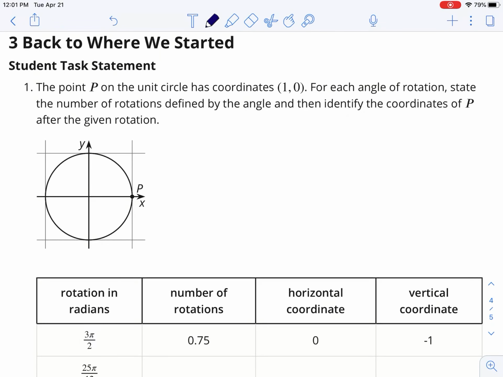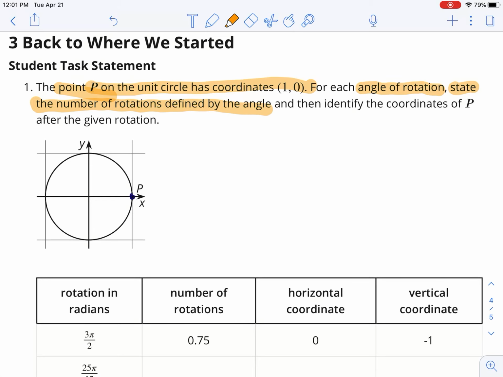Hello everyone, we're on to the last leg of things, the last sections. When you're taking a look at it, it says the point P on the unit circle has coordinates (1, 0). Once again, point P has coordinates (1, 0), so this follows in a similar manner to what we've been seeing. For each angle of rotation, state the number of rotations defined by the angle, and then identify the coordinate P after the given rotation.